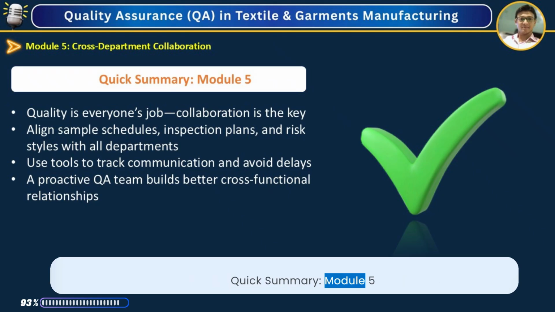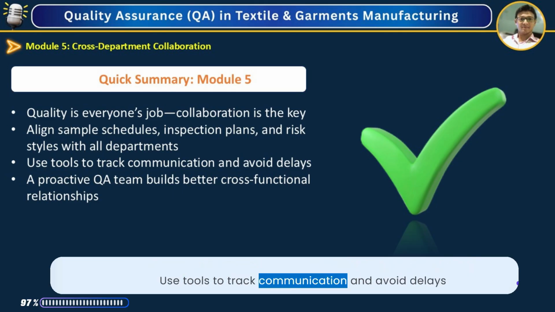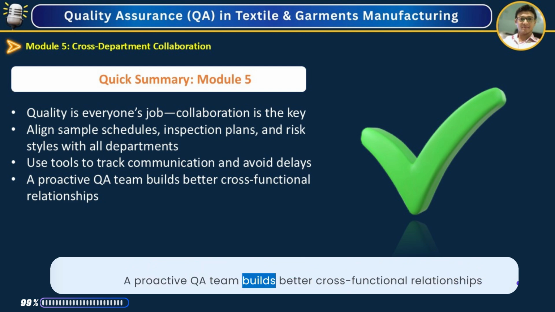Quick summary: Module 5. Quality is everyone's job, collaboration is the key. Align sample schedules, inspection plans, and risk styles with all departments. Use tools to track communication and avoid delays. A proactive QA team builds better cross-functional relationships.